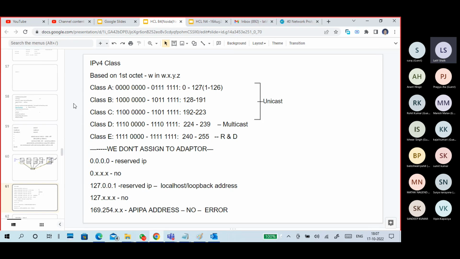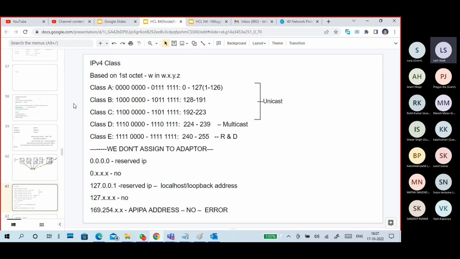Class A, the range is 0 to 127. In certain textbooks, it shows 1 to 126. Of course, we know the reason: 127 we cannot assign to any device. Our guy asked one question, that is a very good question, sir. Why are we not using 127 to assign to PCs? We are seeing only class C, class B kind of stuff also.